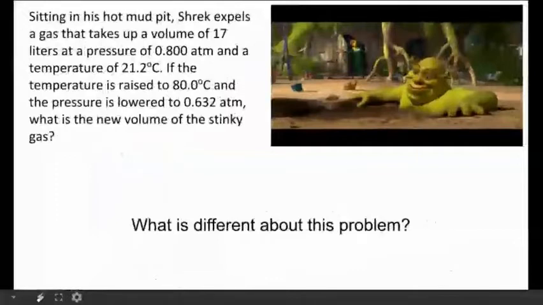So sitting in his hot mud pit, Shrek expels a gas that takes up a volume of 17 liters at a pressure of 0.8 atmospheres and a temperature of 21.2 degrees Celsius. If the temperature is raised to 80 degrees Celsius and the pressure is lowered to 0.362 atmospheres, what is the new volume of the stinky gas?